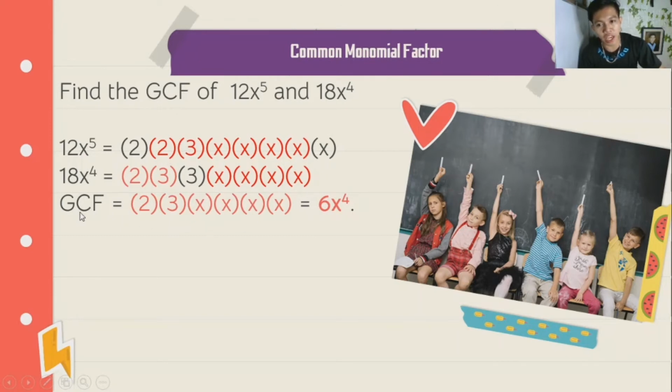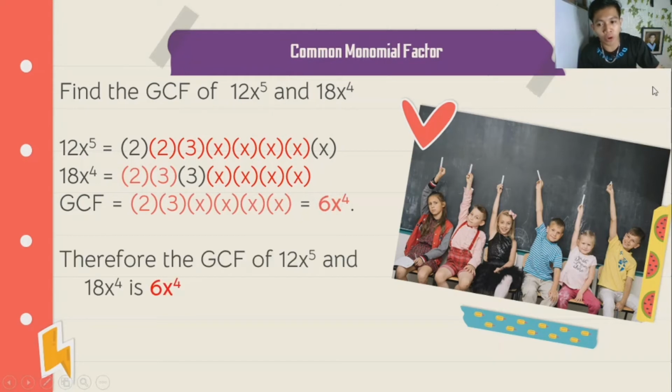So, the GCF of 12x raised to 5 and 18x raised to 4 is this. 2 times 3. That is 6. And then, ilan yung x? 4. X raised to 4. Kaya, ang GCF ay 6x raised to 4. Okay? Therefore, the GCF of 12x raised to 5 and 18x raised to 4 is 6x raised to 4.